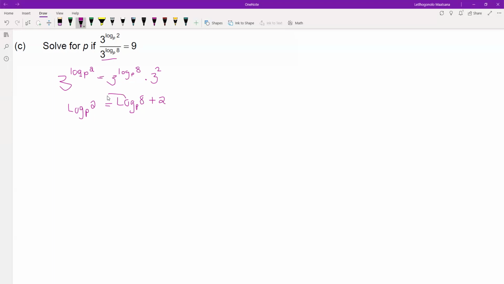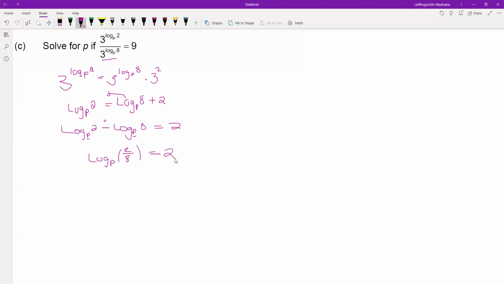Then we'll take the log to the other side. So we will have here log base P of 2 minus log base P of 8 is equal to 2. Now, there's a log rule that says if you have logs to the same bases and they're subtracting each other, then you can just divide their inputs. So you'll have here log base P of 2 over 8 is equal to 2.